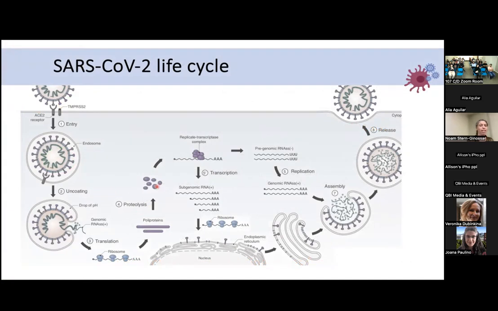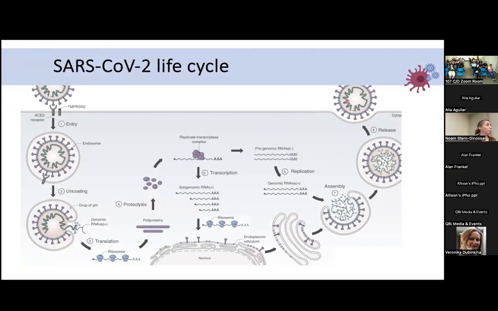They are proteolytically cleaved to generate the 16 non-structural proteins, many of which will generate the RNA-dependent RNA polymerase that will either replicate the genome, generating more copies of the genomic RNA, or generate a series of subgenomic RNAs that share the same 5' sequence. And these subgenomic RNAs again need to recruit cellular ribosomes to make the accessory and structural proteins that will allow the virus to finish its life cycle.